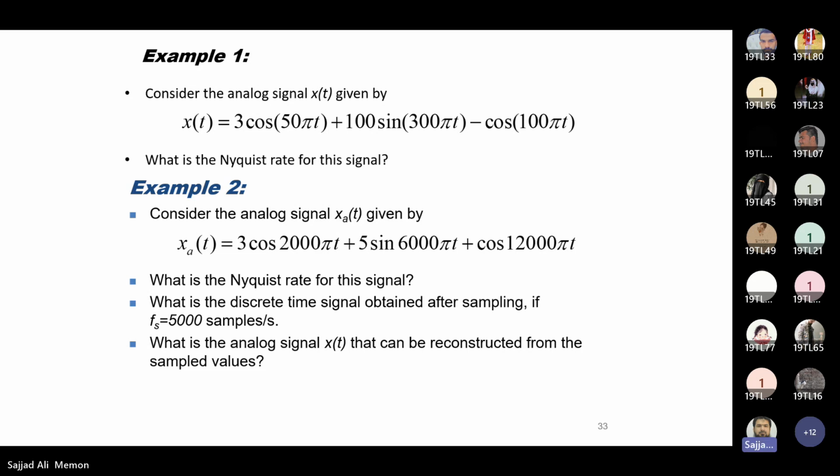Seems like no one knows the answer or you are not listening to me. 600 hertz. How? 600 is the wrong answer, dear. But anyway, good to know an answer from your side.